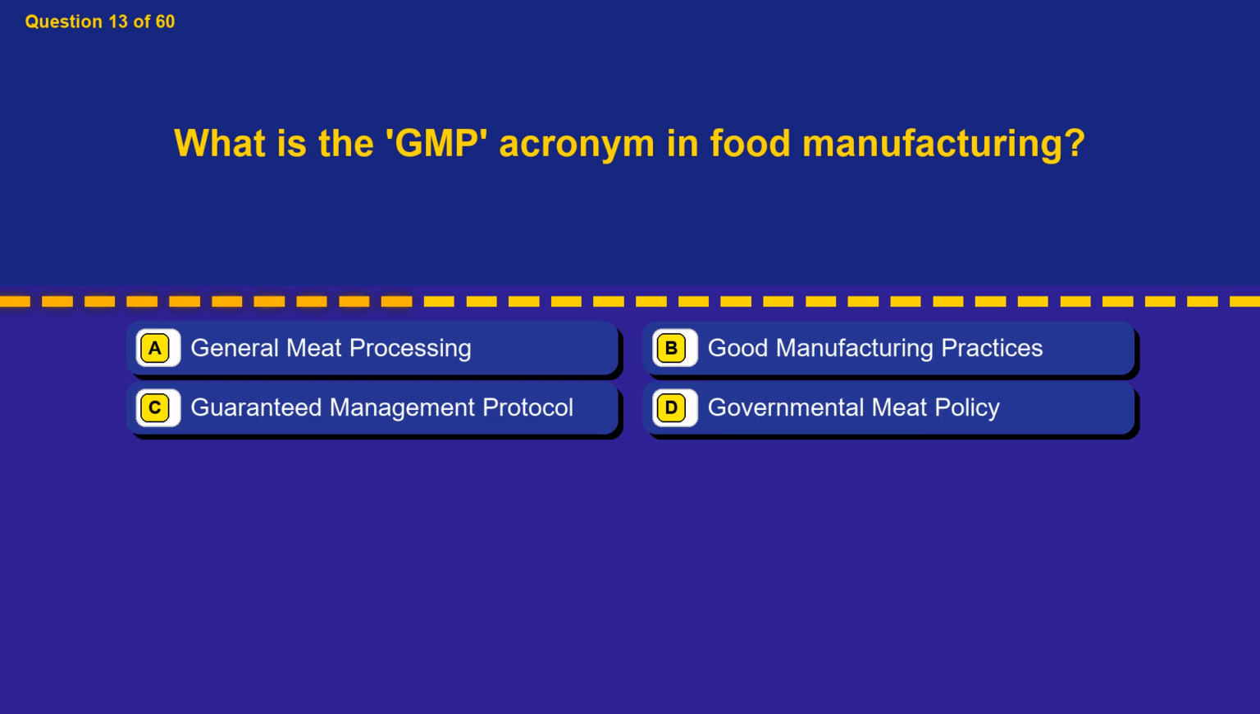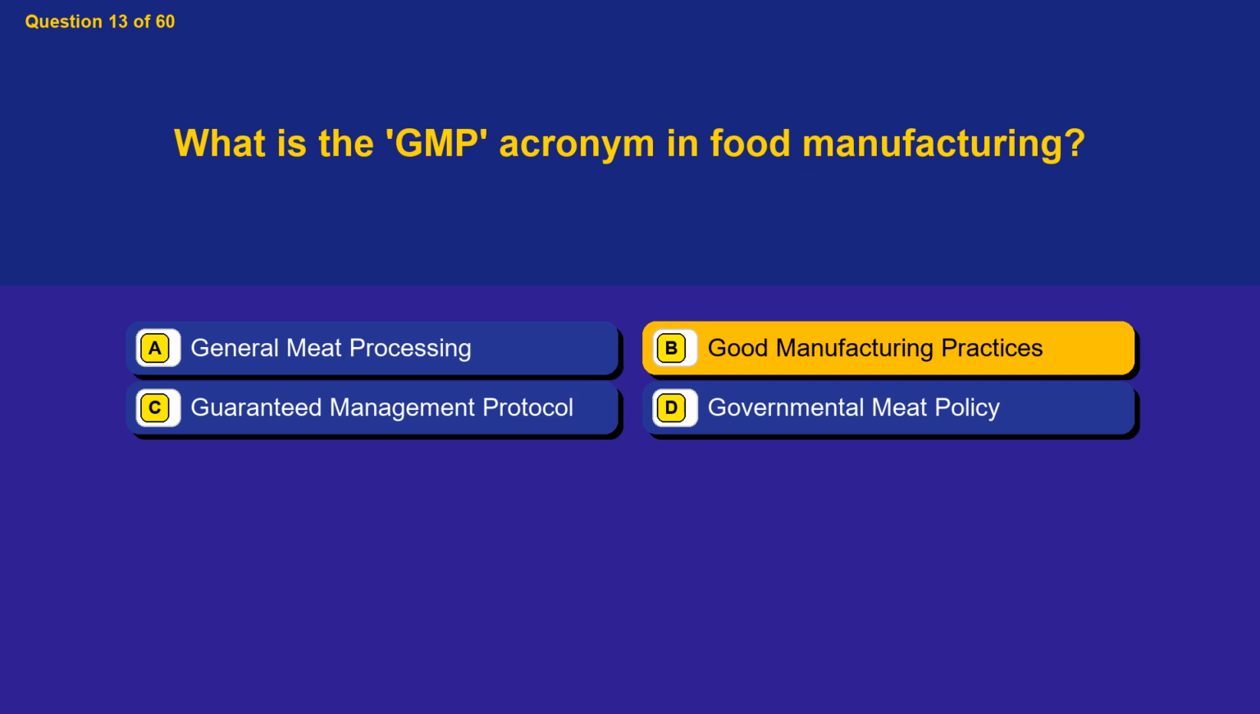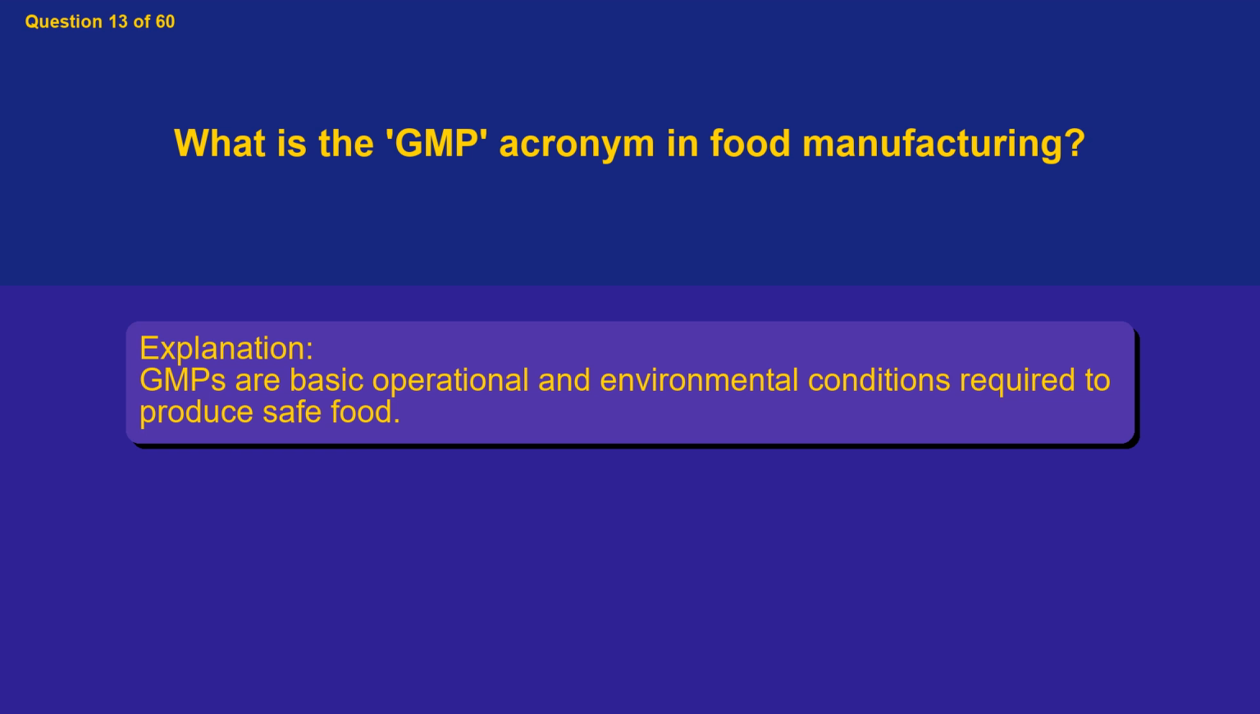Option A, General Meat Processing. Option B, Good Manufacturing Practices. Option C, Guaranteed Management Protocol. Option D, Governmental Meat Policy. The correct answer is option B, Good Manufacturing Practices. GMPs are basic operational and environmental conditions required to produce safe food.